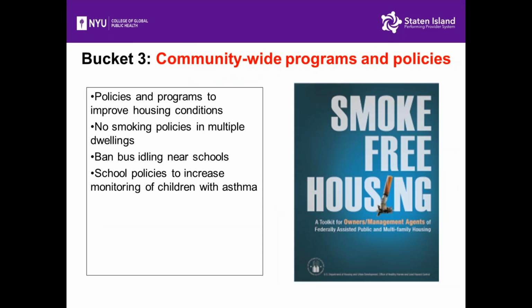In bucket three, we're thinking about the community policies that are going to affect the entire population, regardless of the severity of their asthma at any given time. And then this bucket might include things like policies to improve housing conditions, smoking policies in multiple dwellings, such as the ones that are currently going into effect in public housing. And it also could be organizational policies, such as school protocols, to better monitor the health of children with asthma.